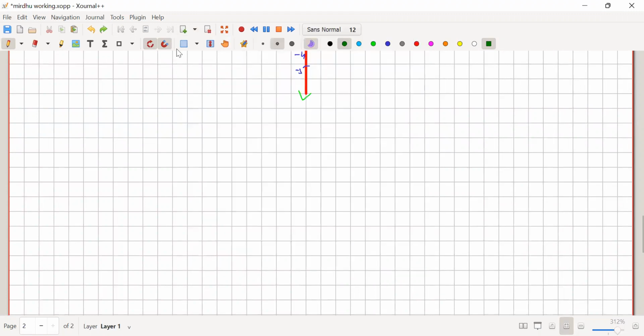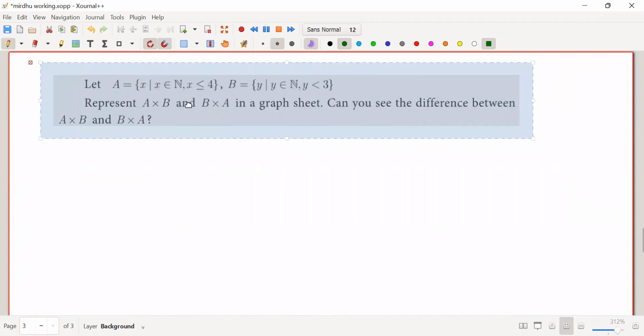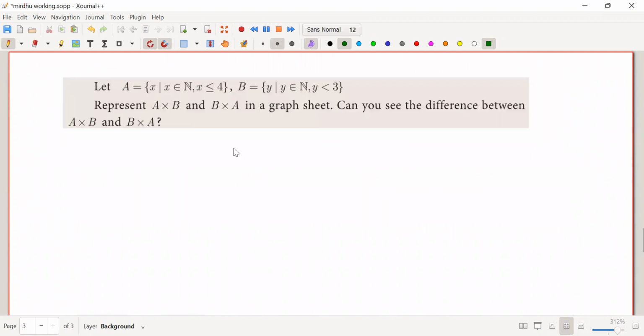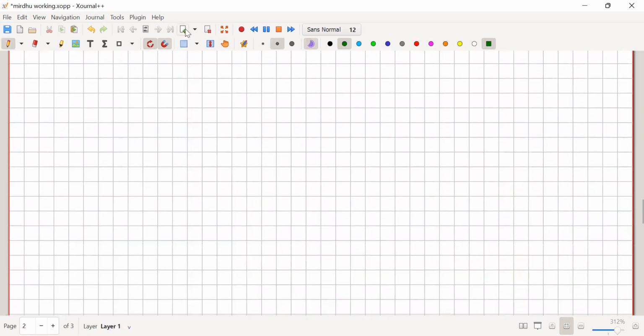We can take plain sheets. This is the question we are going to work on. I'm going to create a graph for you for this question. We will create a graph first, then it will be easy to copy and paste anywhere and use that graph to work on it.